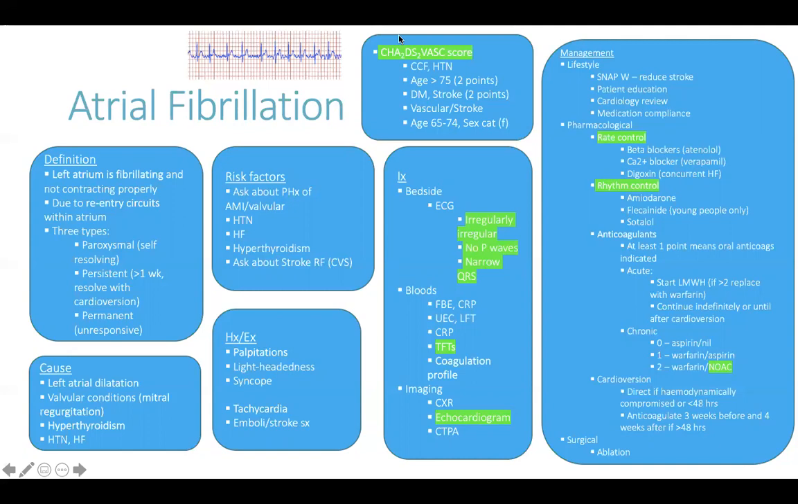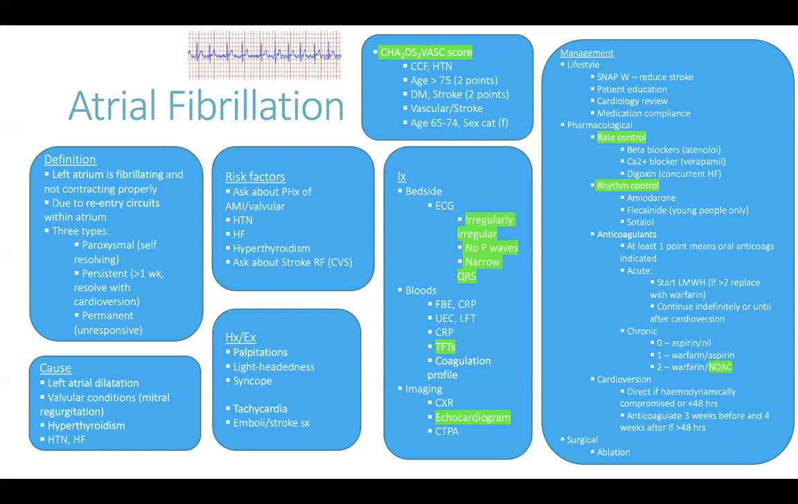CHA2DS2-VASc score, so know this really well. What does it stand for? Congestive heart failure, high blood pressure, age greater than 75 is 2 points. Diabetes, past history, oh no, sorry, that's meant to be, wait, what is that? I don't think it's meant to be that there, sorry. And then V is vascular or stroke, and then another A is for age between 65 and 74, and then sex category is for S, if you're female.